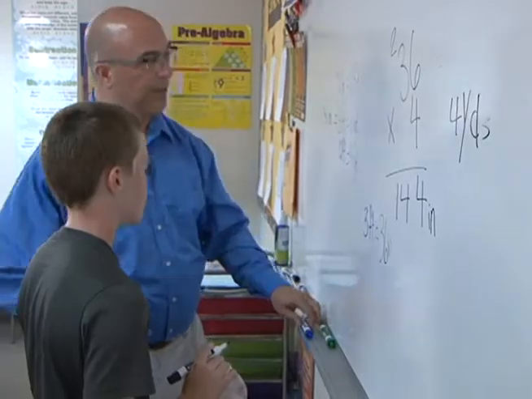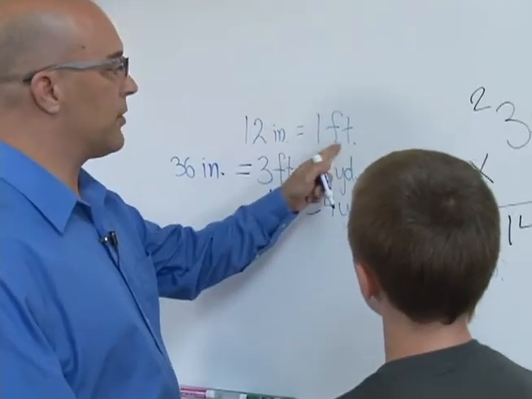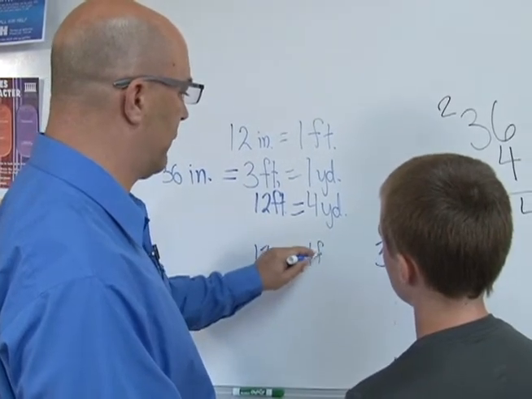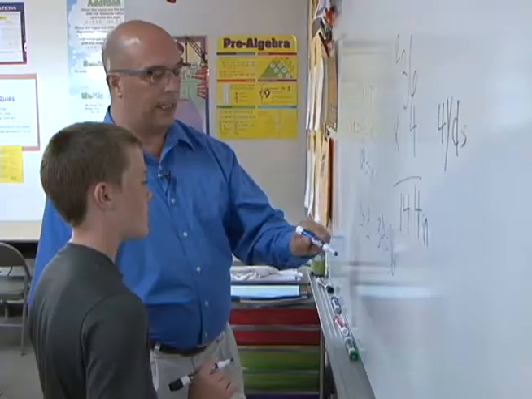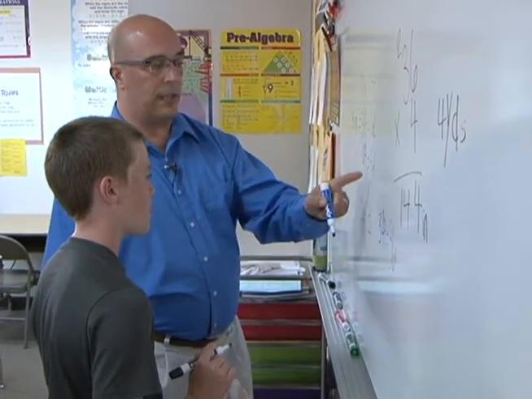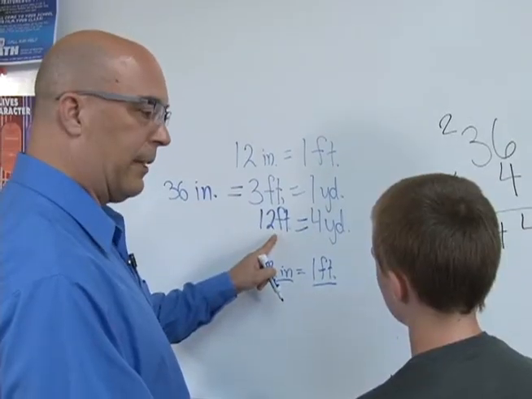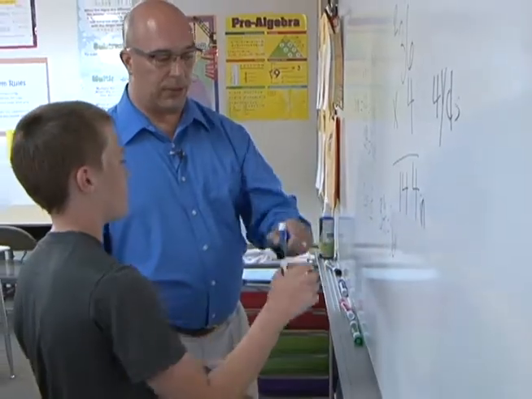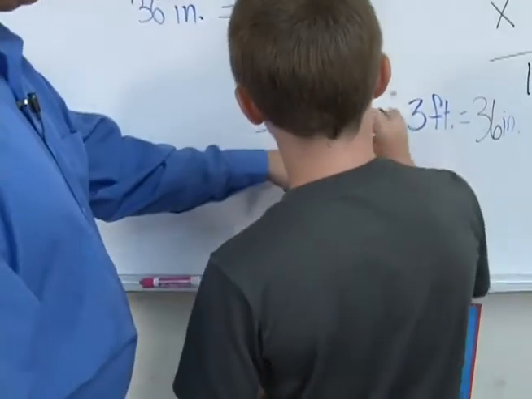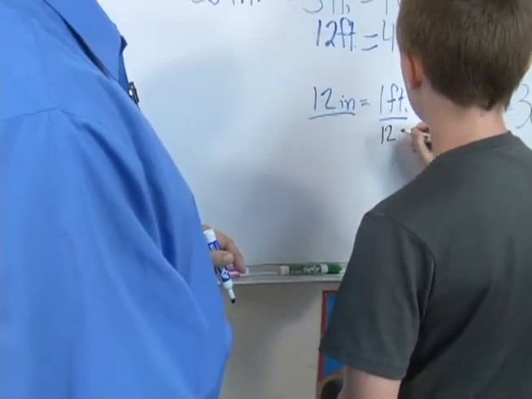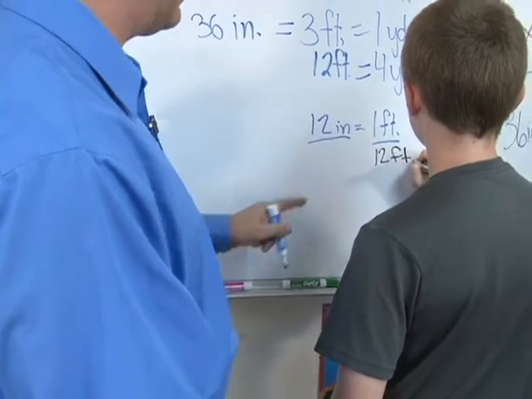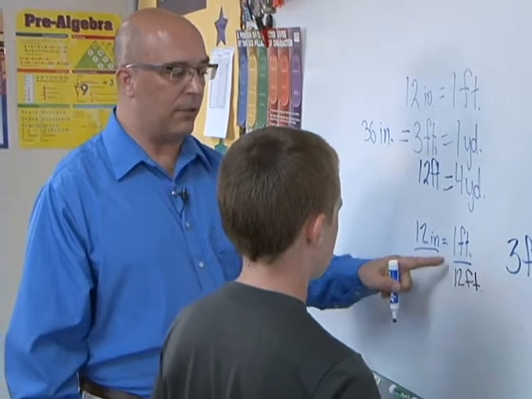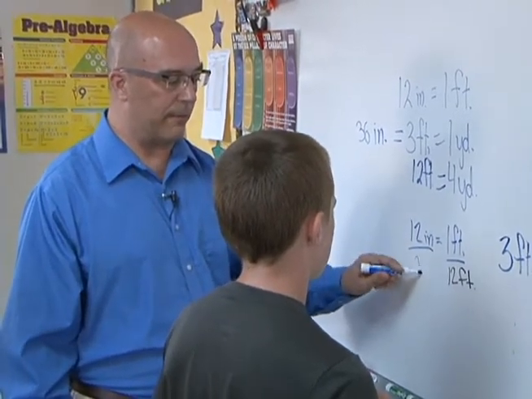Yes. Let's see. We know that 12 inches is in 1 foot. Yes. Right? So let's go 12 inches is equal to 1 foot, right? And we know that 4 yards is 12 feet. Yes. So where would we put 12 feet on here? Right here. Okay, so go ahead and put 12 feet underneath, because we're going to make a proportion here. And we need to know how many inches 12 feet is, right? Yes. So how would you do that to figure out this missing number?